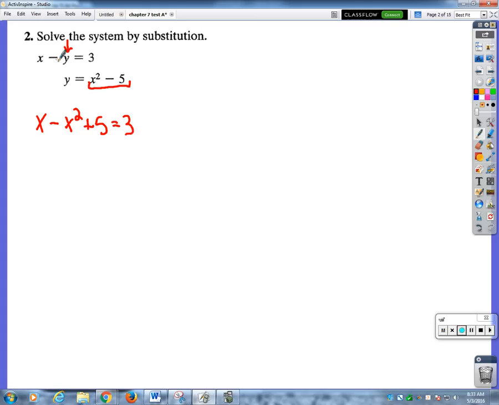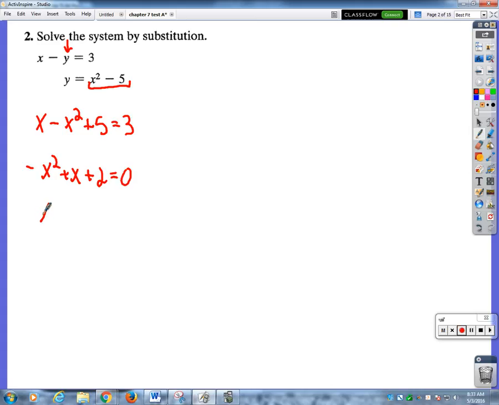Why is it plus 5? Because the negative, this is saying x and then the opposite of y. So the opposite of this is negative x squared plus 5. They both have to change, not just the first one. And then you subtract the 3. So negative x squared plus x plus 2 equals 0. And then you can go quadratic formula right from there.